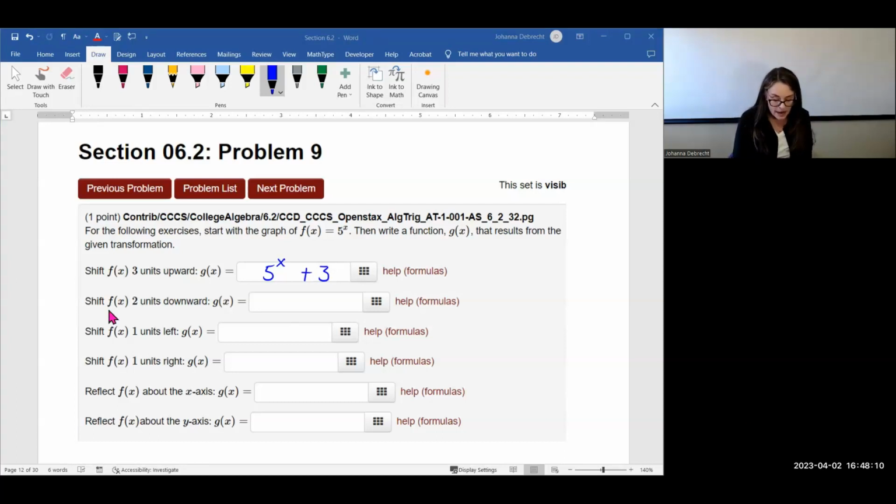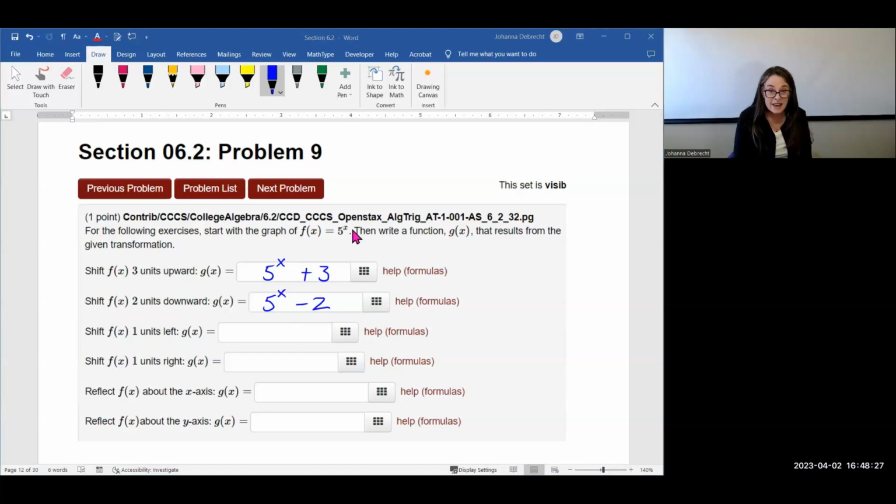Now we want to start back with 5 to the x, and shift down 2. That's just 5 to the x minus 2. Now I'm going to start back with 5 to the x again.